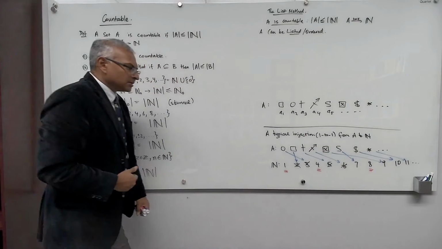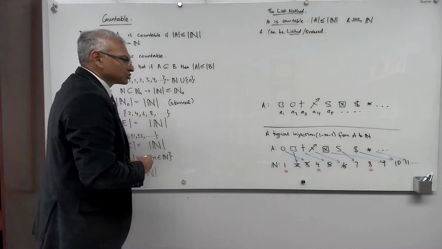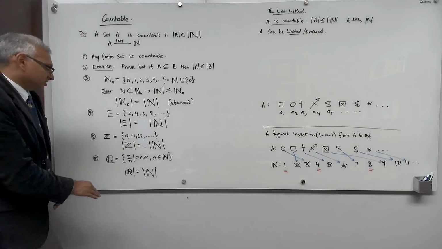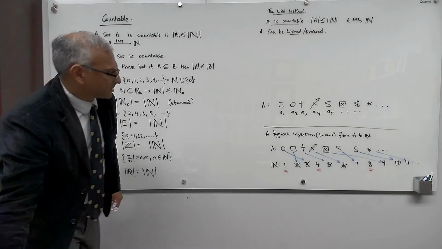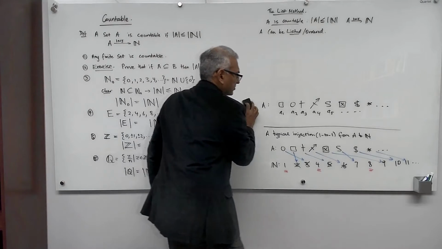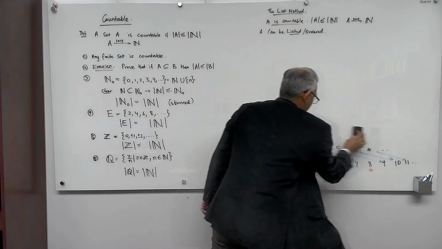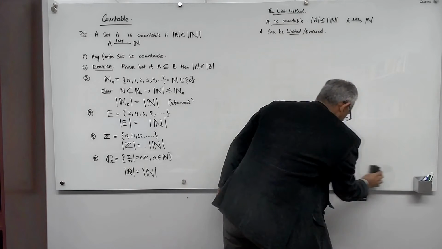Let's see this list method in action. Let me show you now lists for all of these sets. We're going to postpone Q for the moment. Q is a little more complicated. So, the list method in action. Just show me a list.